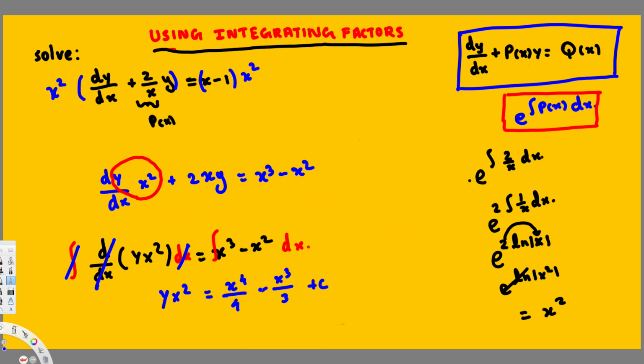Now we have to write the final answer in terms of y. So we have to bring this x square to the other side, and it's going to divide all of the terms. So we are going to have our final answer as x square divided by 4 minus x divided by 3 and then plus constant divided by x square. So this is going to be our general solution for this differential equation.